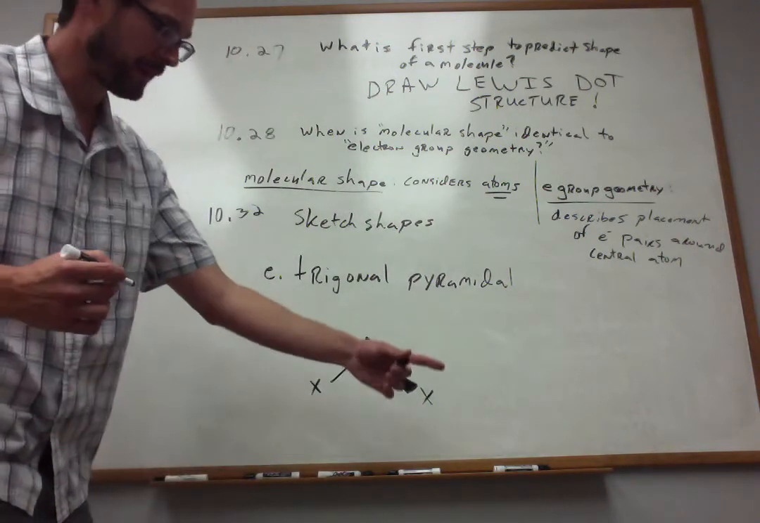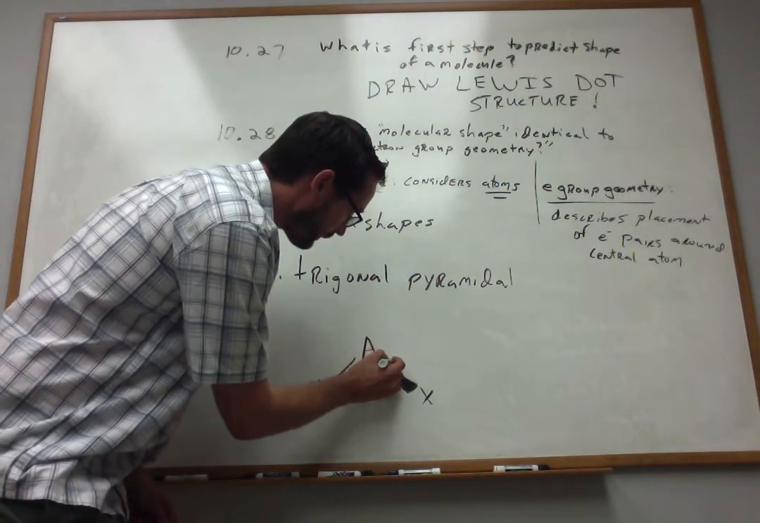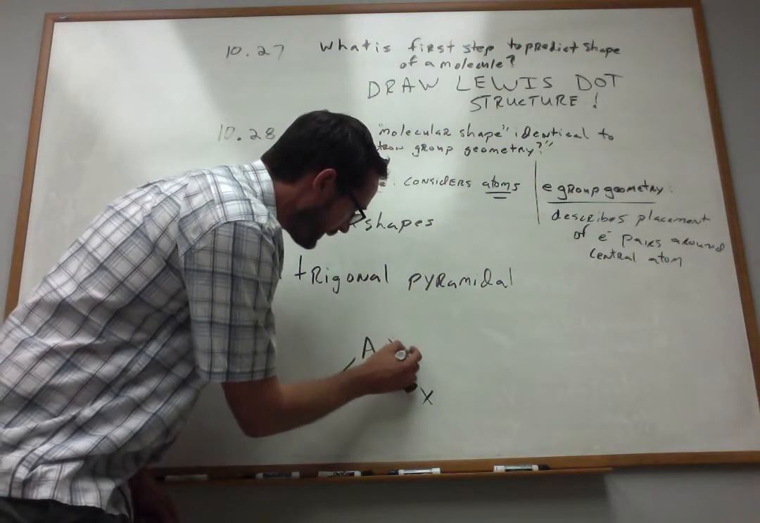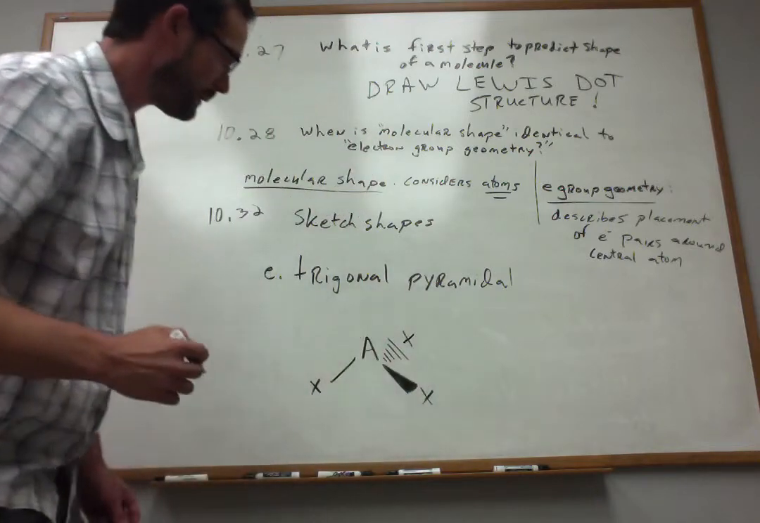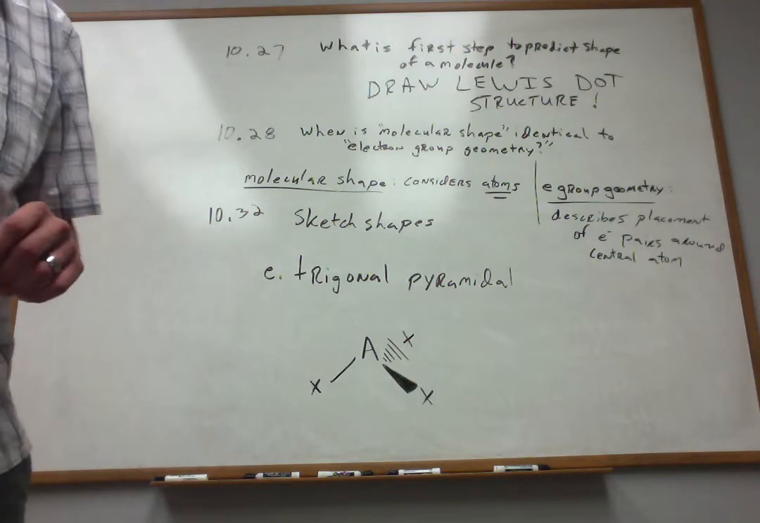Okay. That projects forward. And likewise, show one that's projecting back by using my dashed wedge. And I've drawn my trigonal pyramidal structure.